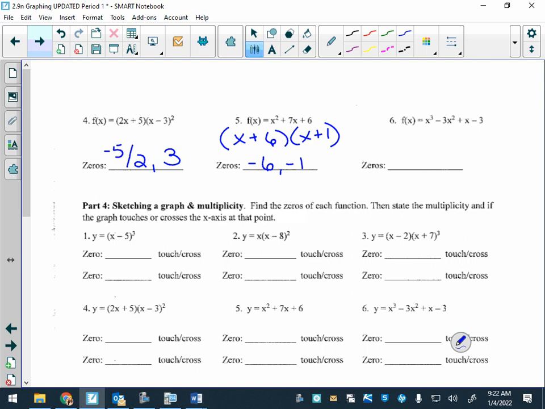For 6, what do you have to do first? Yep. Would you have to split it down the middle and do it that way? Yep. Split down the middle. Greatest common factor of the first two is x squared. We have x minus 3. Greatest common factor of the next two. So we have factored form x squared plus 1 and x minus 3.